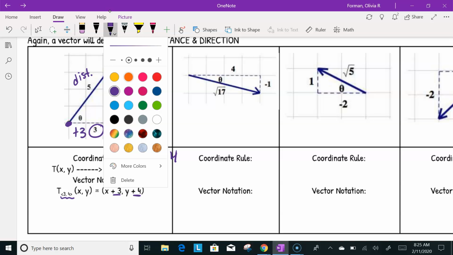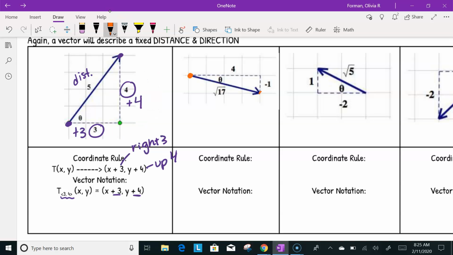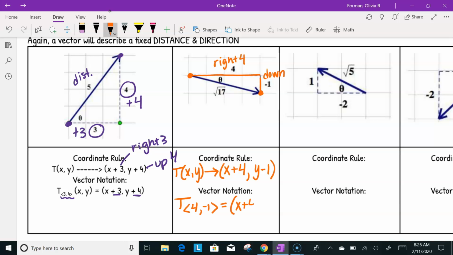So the first one here, we're going, say, from this point to this point, and they already show in there that we went right 4, and we went down 1. So if we're going to write our coordinate rule, put the T, x, comma, y, draw this little arrow to show that a transformation is taking place. What it becomes, we went right 4, so we say x plus 4, and we went down 1, so we say y minus 1. Down 1 is minus 1. The vector notation, basically just those numbers that you put in there go in the little vector notation. Again, it's x plus 4, y minus 1. They mean the same thing.